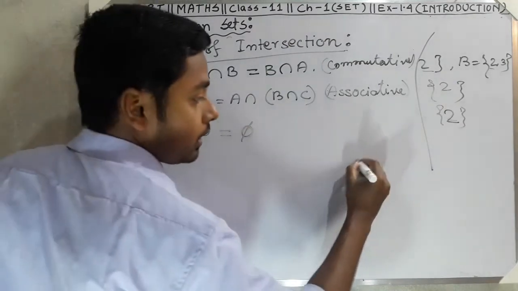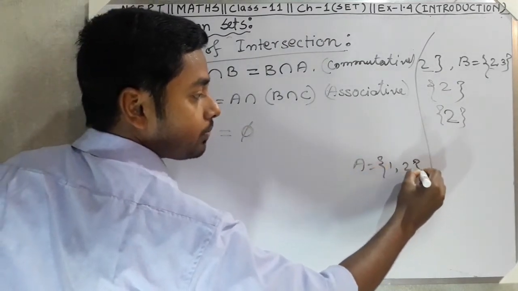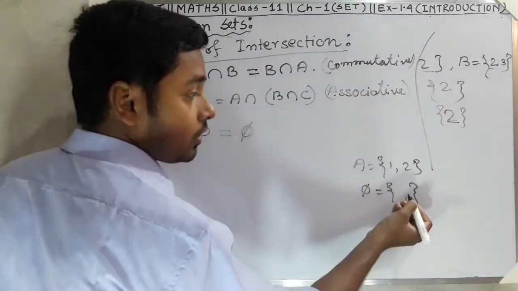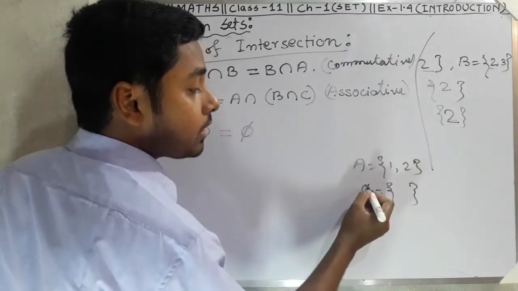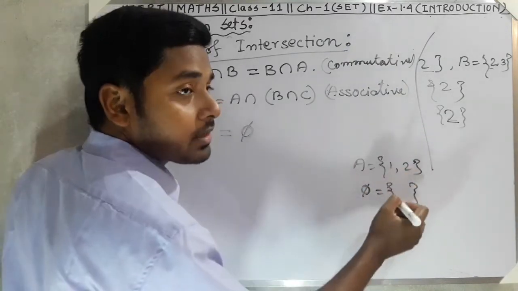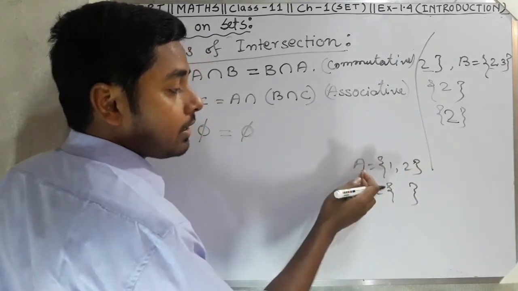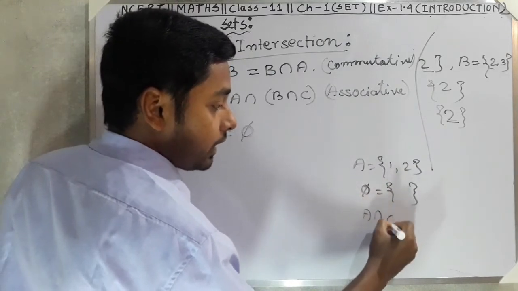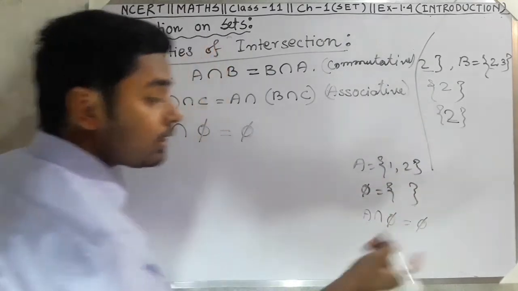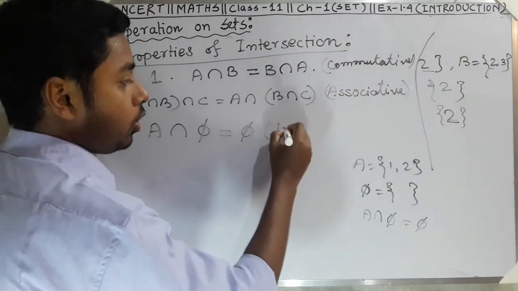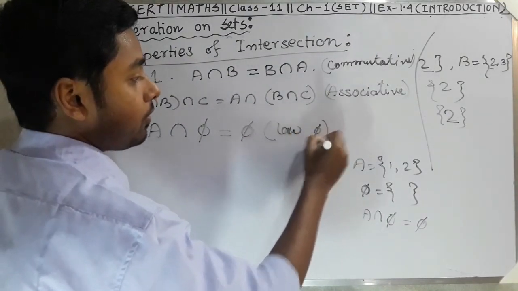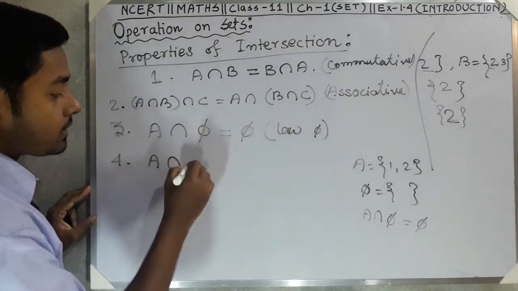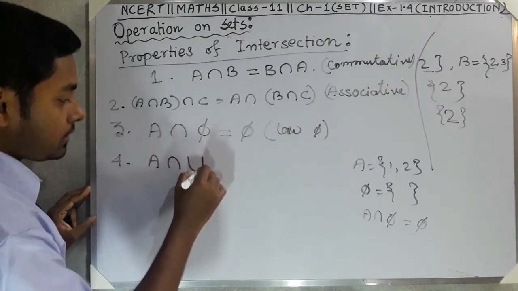How? A is equal to {1, 2}. Phi is equal to nothing. So what is the common? Phi is the subset of every set. So here phi is the subset of A also. So we can tell A intersection phi, that means the common point, is phi. Okay, this is called what? Law of phi.